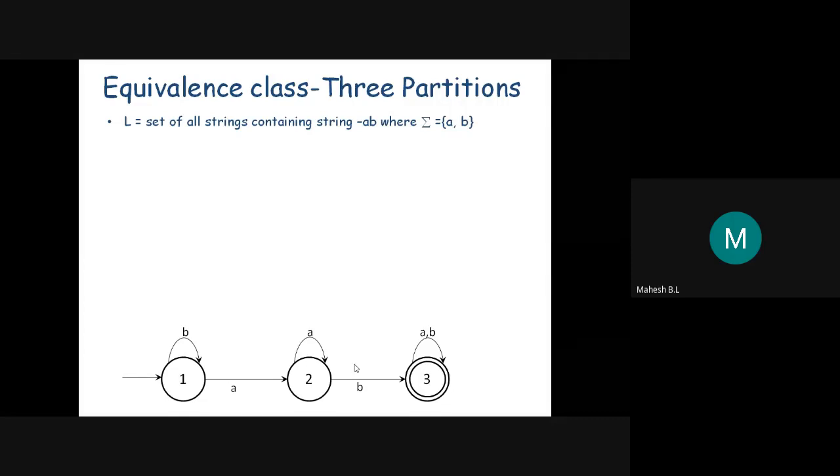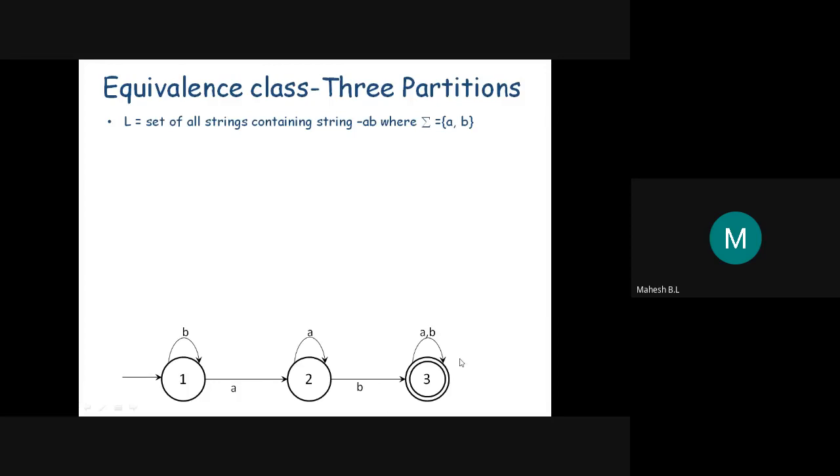L is equal to the set of all strings containing the string AB, where sigma is equal to A comma B. So the language is over the alphabet A comma B such that substring AB must be present. If you consider the DFSM, this is the DFSM corresponding to the language. Whenever the AB substring is there, you go to the final state, the accepting state. Okay, this is the DFSM. Now, as you see from the DFSM, there are three states. Two are rejecting states, one is accepting state. That means there are three equivalence classes.